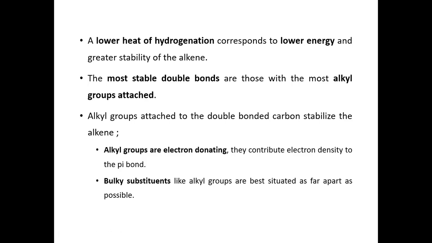So you can see that the process needs a lower heat of hydrogenation, which corresponds to lower energy and greater stability of the alkene. The most stable double bonds are those with the most alkyl groups. We know that an alkyl group is electron donating, where they contribute electron density to the pi bond. And bulky substituents like the alkyl group are the best substituents as part of the structure.